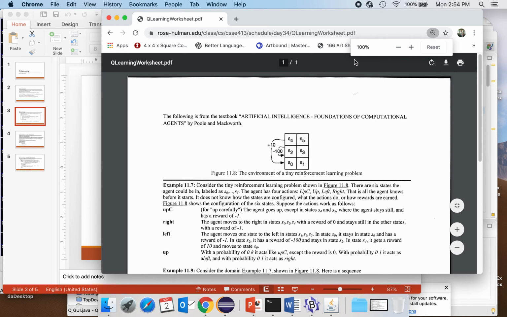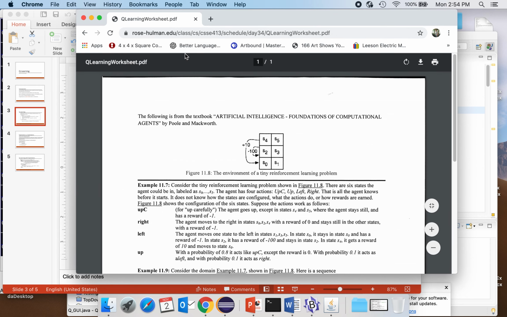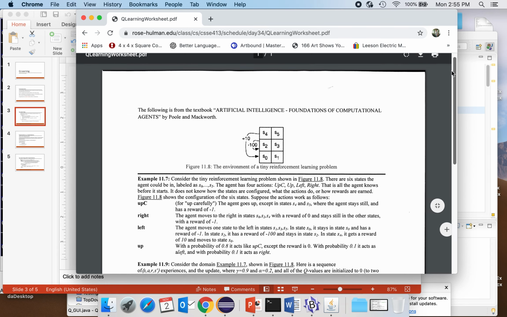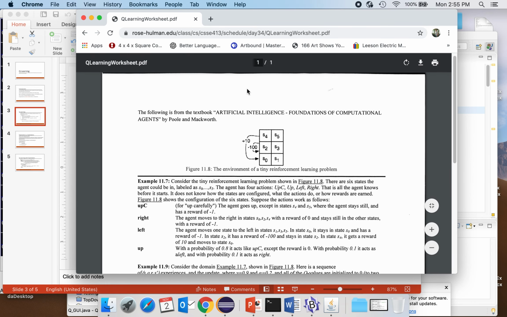So let's have a look at this worksheet. We want to explore this formula that I expressed to you a moment ago, that's also displayed down here. We want to understand the components of this expression down here. So this is a different world. Again, this one is from the book by Poole and Mackworth on AI.